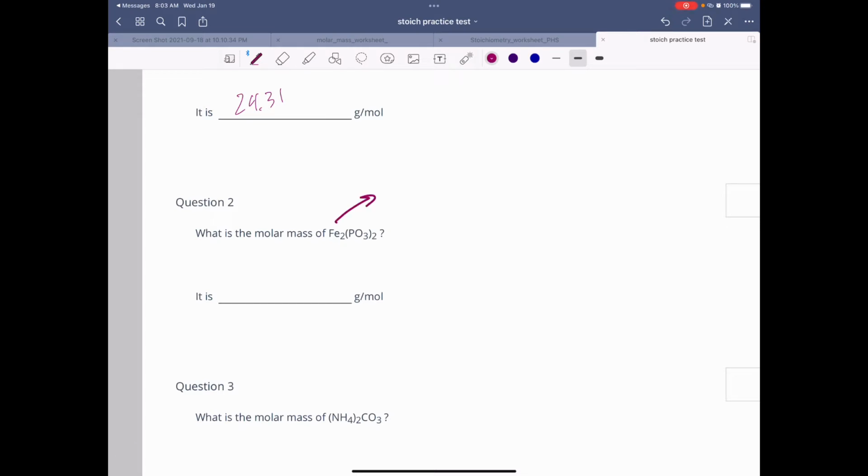You find iron and it's 55.85, and you got 2 of those. Phosphate, P is 30.97, and then we got 3 oxygens, and each oxygen is 16, so 3 times 16 is 48, so I'm just going to save that step, so plus 48. All right, so this is the P, and this is the O3, and we got 2 of those. And then we just add those 2 things together, right?